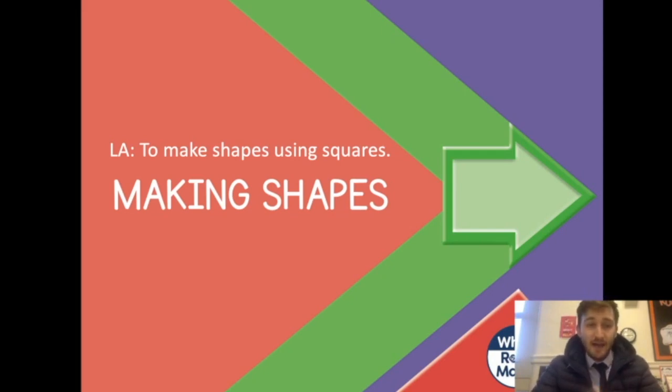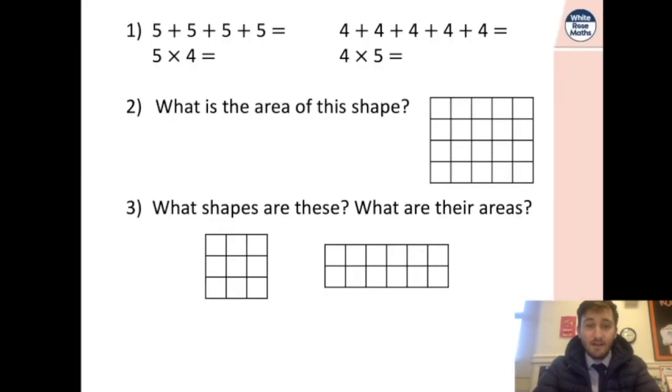Anyway, moving on, our LA today is to make some shapes using squares. So we're keeping on our topic of area and our measurements, and we're going to look at some different ways of making some shapes. So let's get ready. We have got three questions here. These are our starter questions. Pause the video and give these a go and see if you can get them right. Okay, pause.